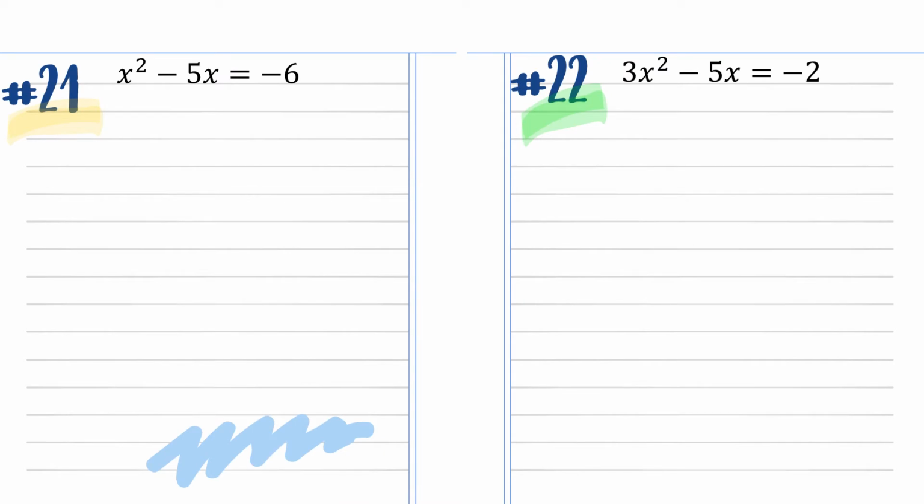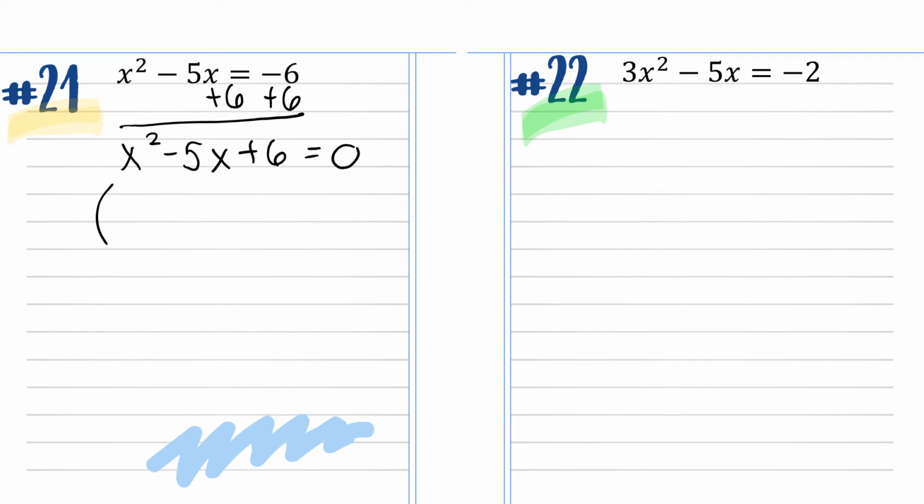In number 21, notice that a big difference is that our equation is not set equal to 0. Here we have x squared minus 5x equals negative 6. The first thing we want to do is add our 6 to both sides so that we create an equation that's equal to 0. So we have x squared minus 5x plus 6 equals 0. Now we can factor this quadratic, and notice that our a term is equal to 1. So here we're just going to look for factors of c that add up to b.